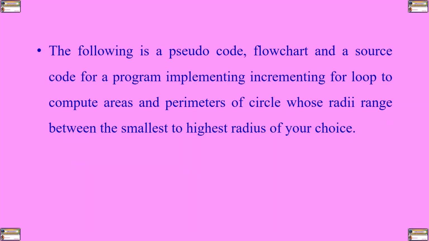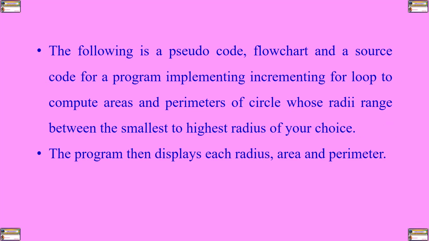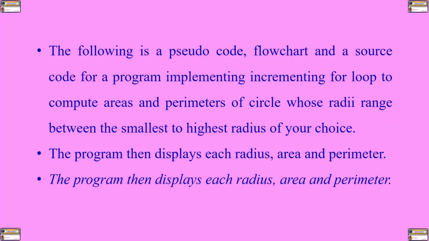Let's see how we write the pseudocode for a for loop, a flowchart, and the source code for a program implementing an incrementing for loop, computing areas and perimeters of circles whose radii range between the smallest and highest radius of your choice. The program then displays each radius, area, and perimeter.